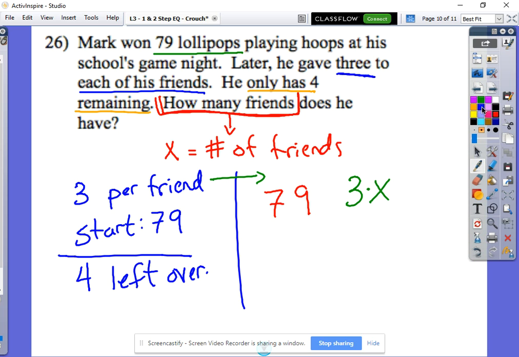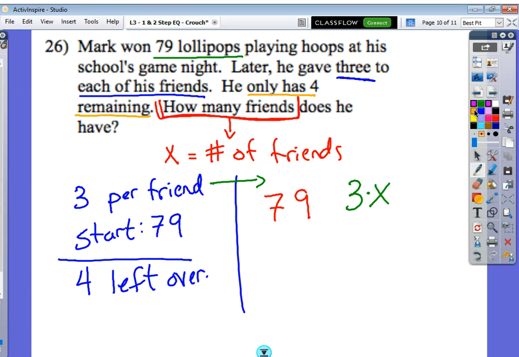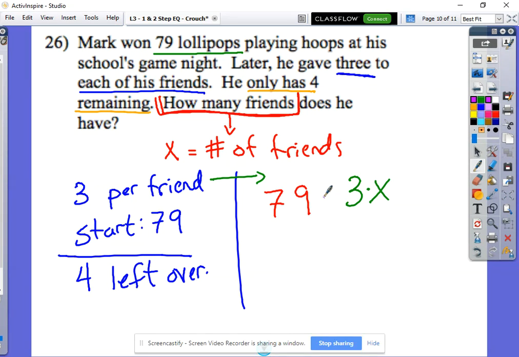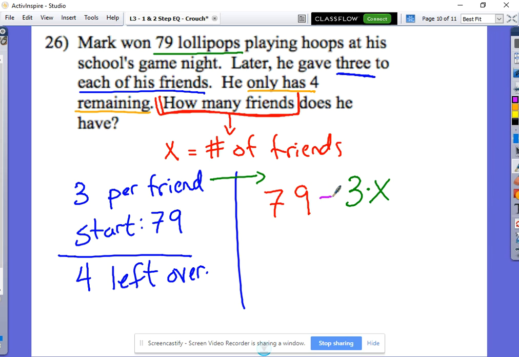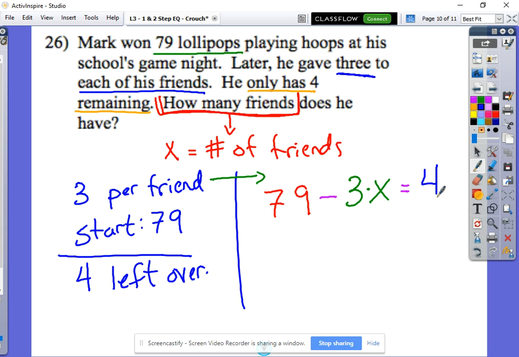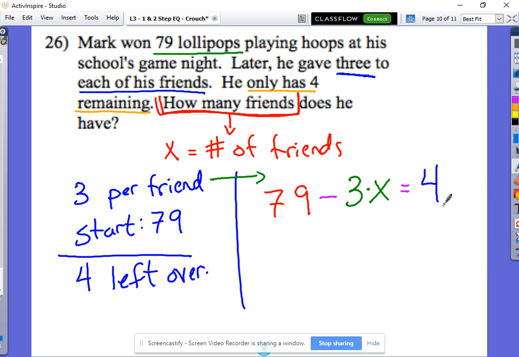And now, if we're giving them away, what operation is giving lollipops away? Hopefully you're thinking, hey, if I'm giving them away, that's subtraction. So we're subtracting 3x from the 79 because we're giving those away. That's reducing our total amount of lollipops. And then at the end of the day, after he's given them away, we're left with our 4 lollipops left over. There you go. We've just created an equation out of our word problem.